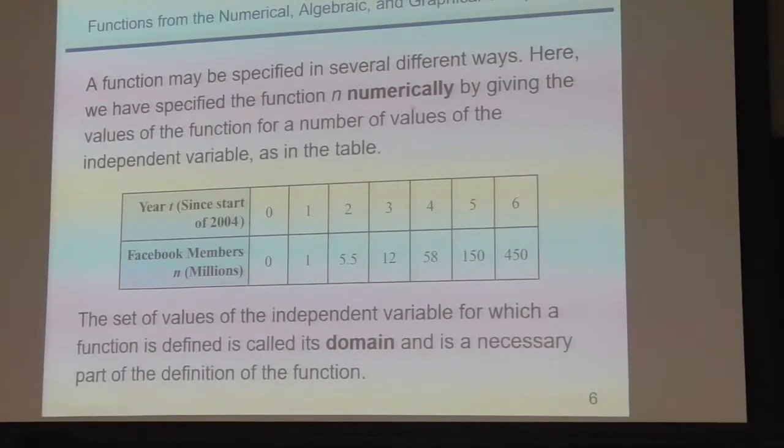...numerically by giving the values of the function for a number of values of the independent variable. The set of values of the independent variable for which a function is defined is called the domain. So these numbers here are called the domain. These numbers on the top are called the domain. And these numbers down here, I believe, are called the codomain, or the range, I forget.